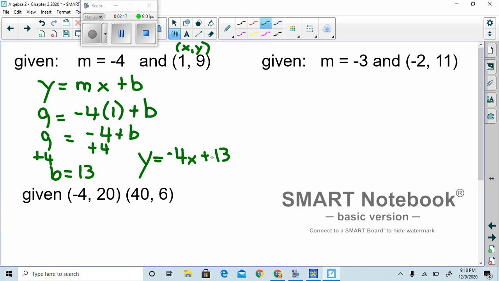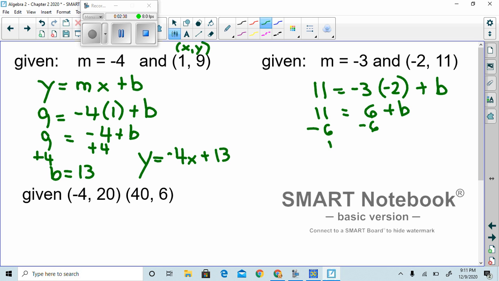Let's just do one more of this type. We know that y is 11, m is -3, x is -2, plus b, our y-intercept. Simplify. Isolate by subtracting, and b is equal to 5. Once again, if we have slope and y-intercept, we have our line. y is equal to -3x plus 5.